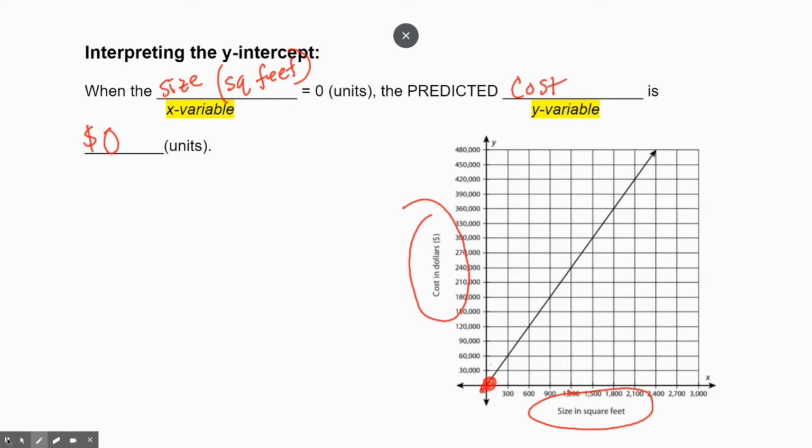And that's not always going to be the case. It's not going to always be 0. The predicted cost could be $100,000 or something like that. But actually, that kind of makes sense. If you had a 0 square foot home, it probably wouldn't cost you anything.